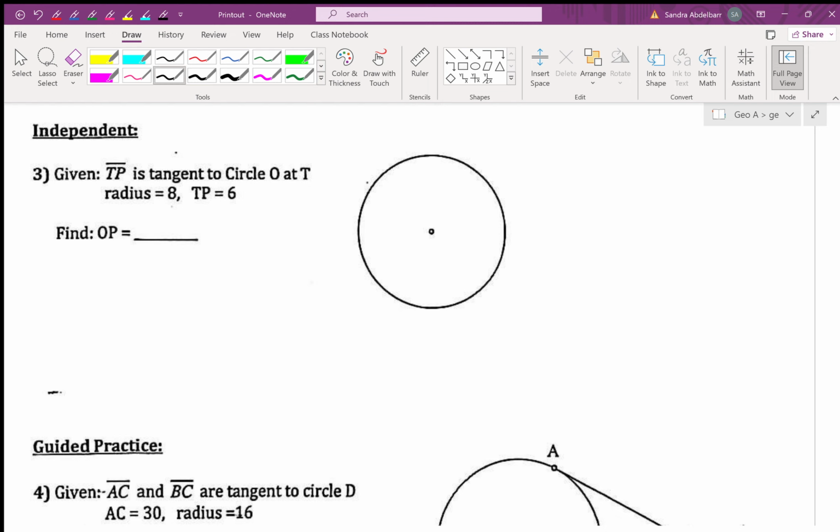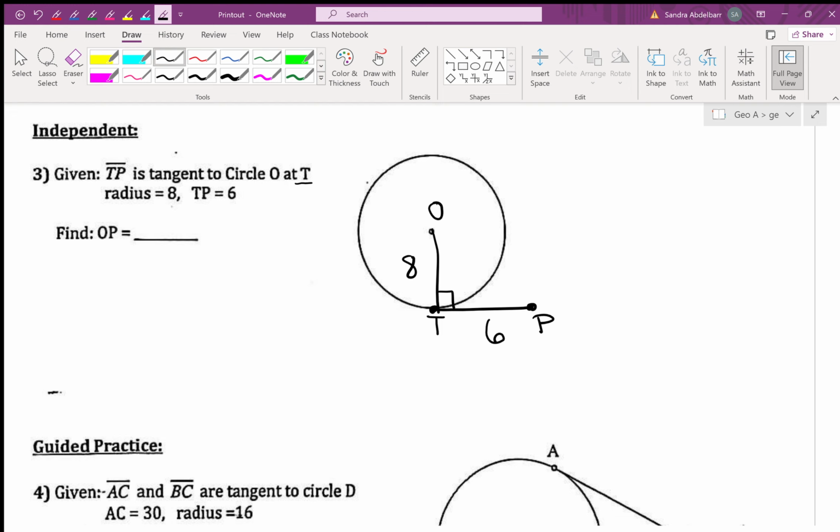All right, so given TP is tangent to circle O at T, so what should you have done? This is O, then I need to draw tangent segment TP. There's my tangent segment, and it's tangent at the point T, so this point has to be T. And then it was TP, so this point is P. The radius is 8, TP is 6. So where am I going to draw that radius? Right to that tangent to make a right angle, and that's 8.